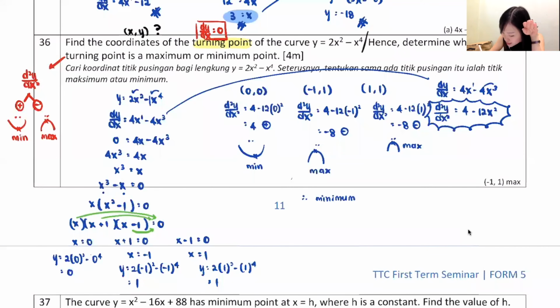Minimum point, 0, 0. Maximum point, negative 1, 1. And another maximum point, 1, 1. Ta-da! This is how you write the answer in full form.